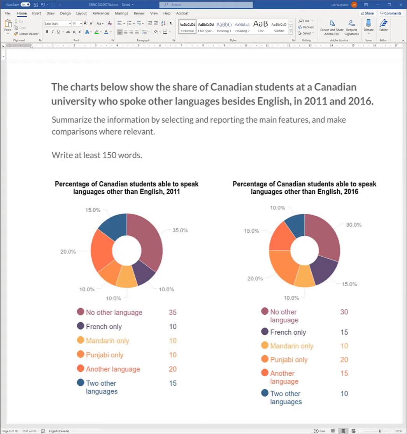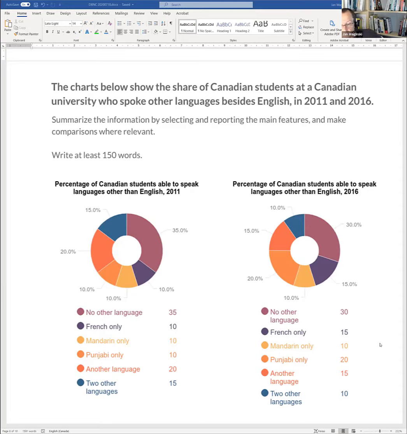And another language. The orange or blue, the first three. Yes, no other language, another language, and two other languages all went down. French went up, Punjabi went up, Mandarin stayed the same. So this one, can we put it in one group, and the rest three, two increased and one remained the same? We put it in one group.